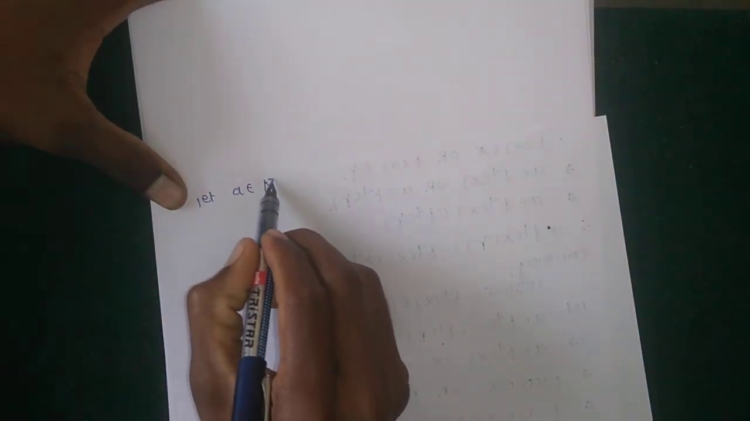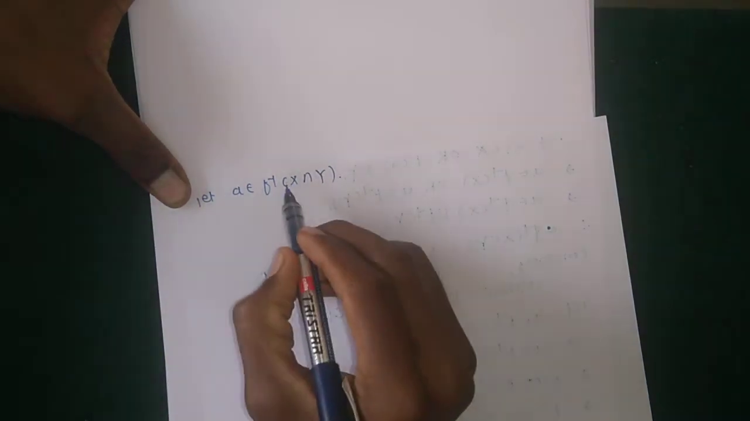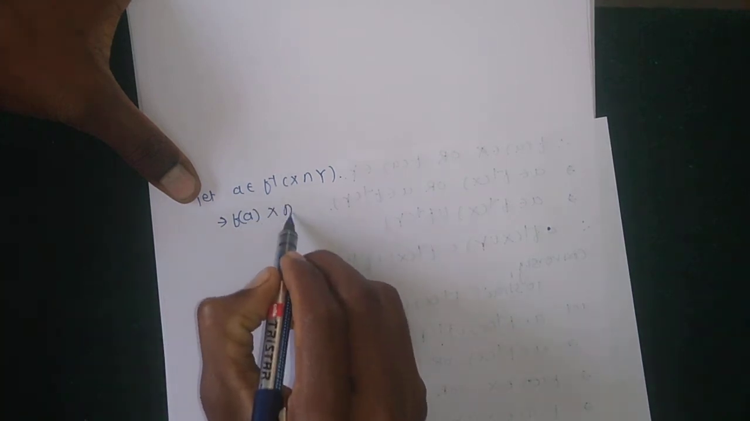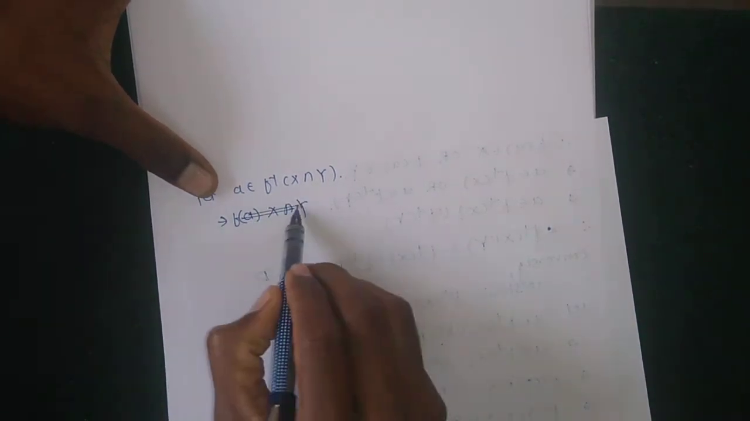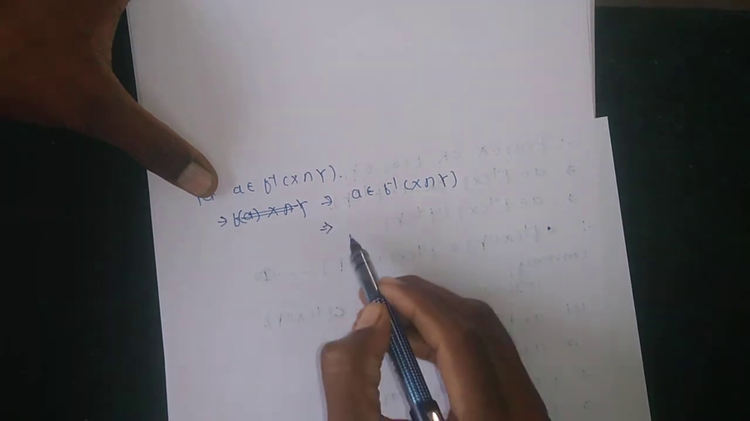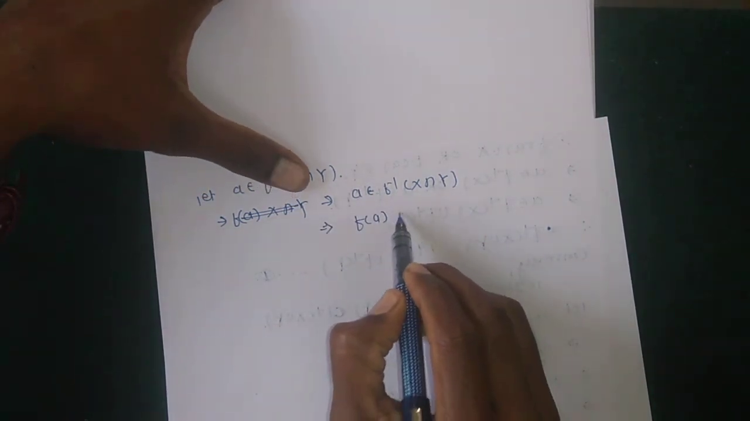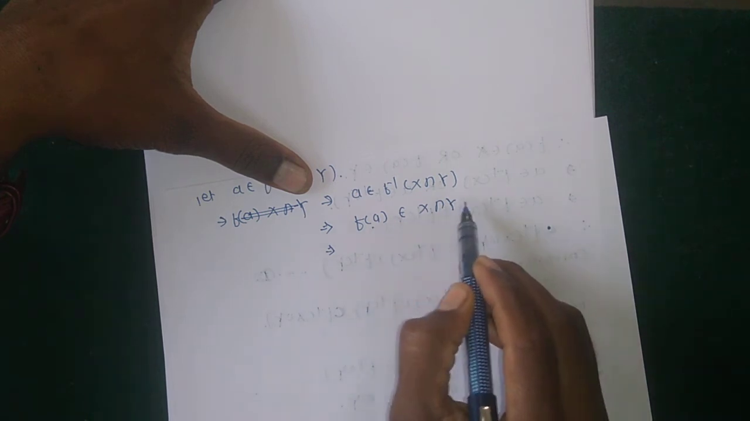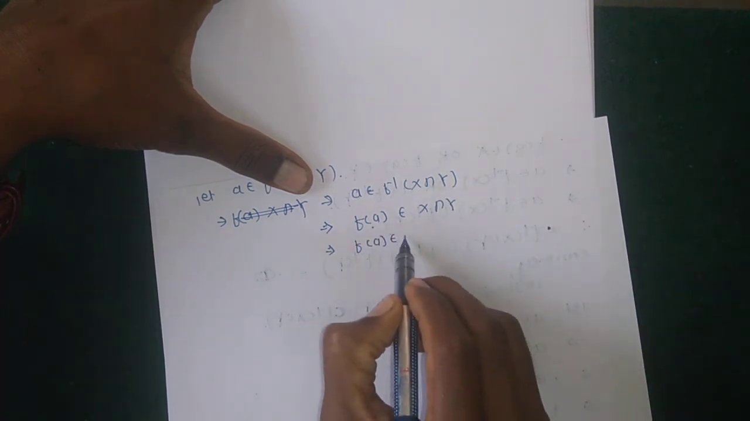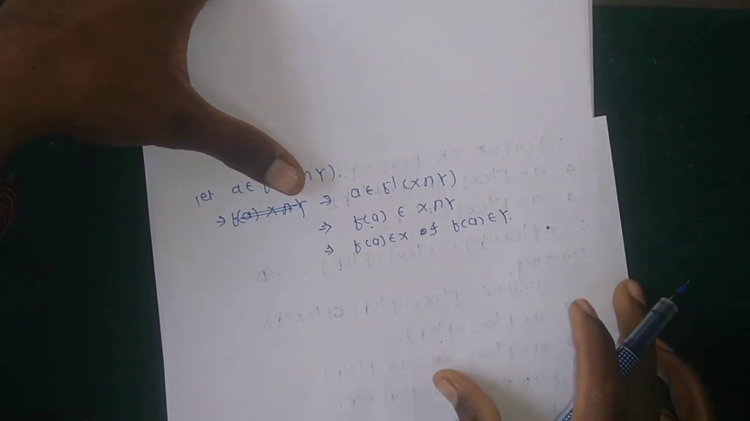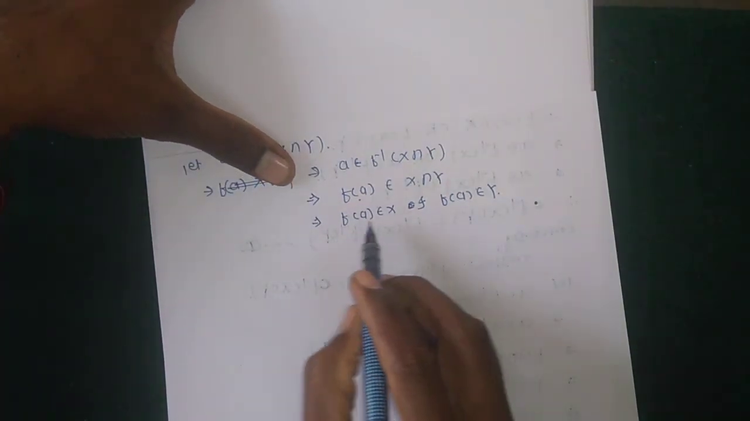Let us take one element from f inverse of X intersection Y, any one element from the inverse image of the intersection of two sets. Then a belongs to f inverse of X intersection Y, which implies that f of a, the image of a, belongs to X intersection Y, which implies that f of a must belong to X, and f of a belongs to Y.